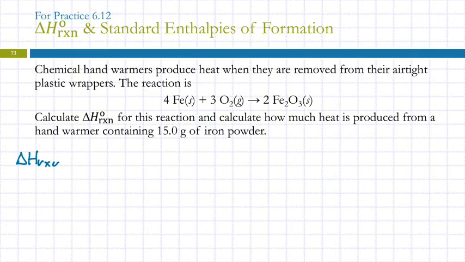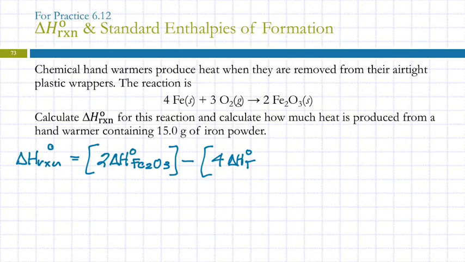So for the standard heat of reaction, we're going to take the products minus the reactants, right? Here we have 2 of the Fe2O3, so 2 times delta H for the Fe2O3, and that's the only product. Minus the heats of formation for the reactants: 2 times the heat of formation for the iron, plus 3 times the heat of formation for the oxygen. The products minus the reactants.